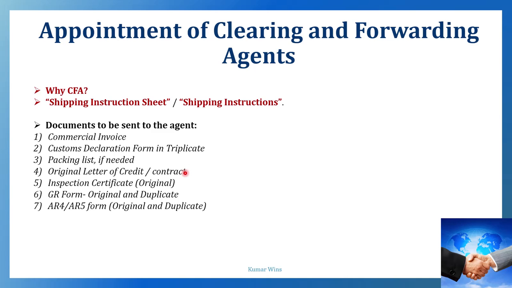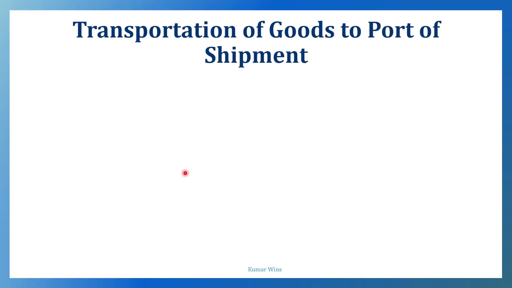Then AR4 or AR5 form in original and duplicate. Then the invoice, and the transport document, that is railway receipt or lorry way bill. Then the next step is transportation of goods to the port of shipment. We have already learned the documents relating to transportation of goods to the port of shipment. Transportation and movement of goods to the port for shipment involve a few activities like packing, marking, and labeling of consignment, and arrangement for movement of goods either by road or by rail.